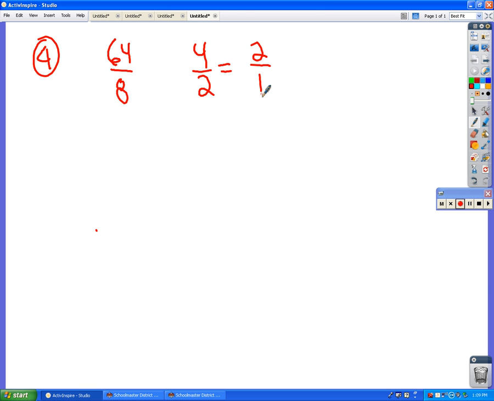So now it's easy, because if the radius of the small cylinder is 10, that means the radius of the big one must be 20. Because this tells you that the big one's dimensions are twice as big as the little one.